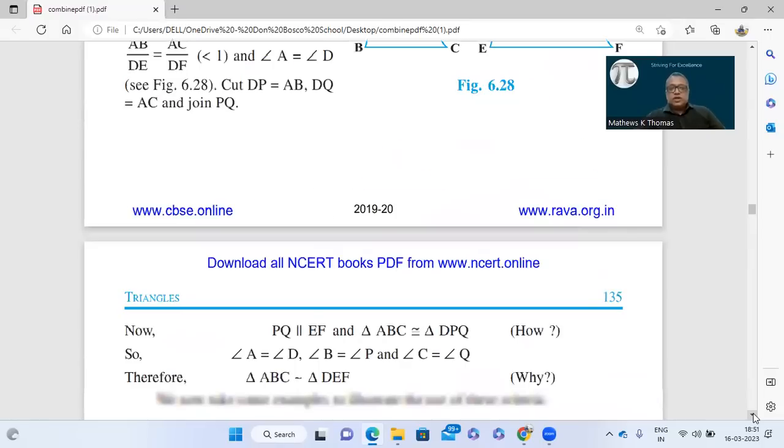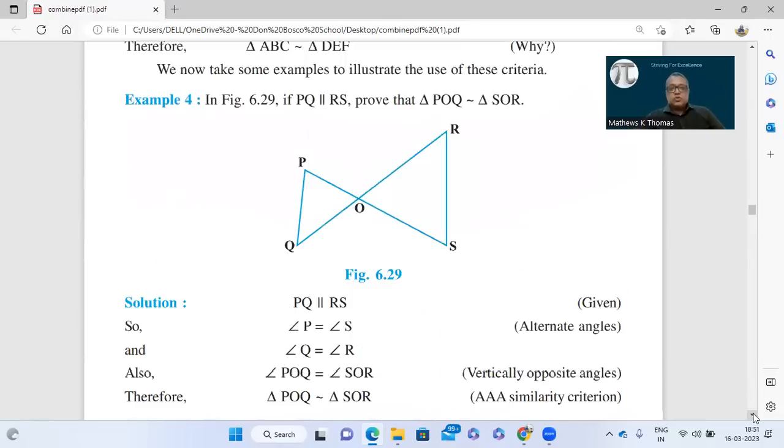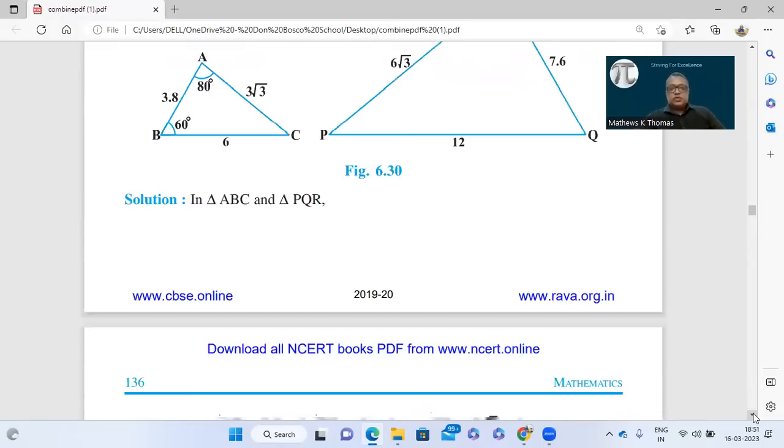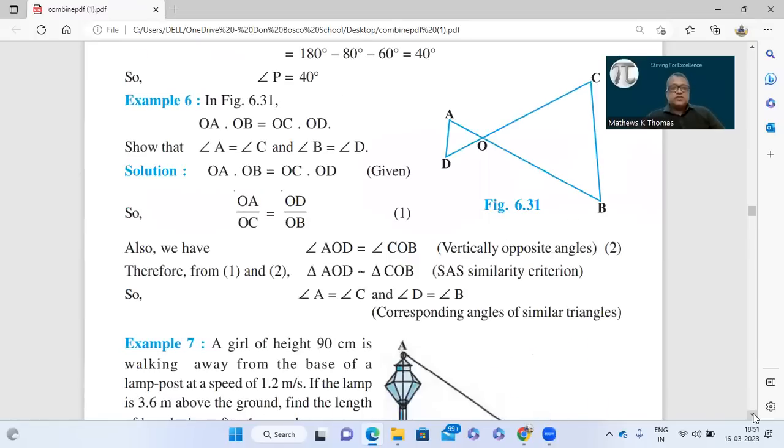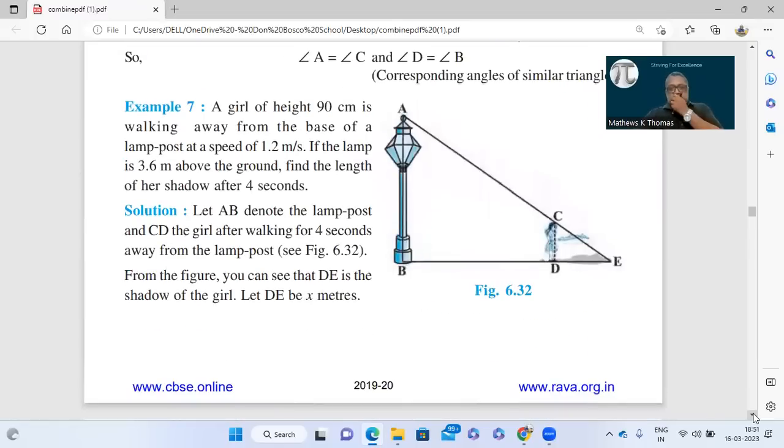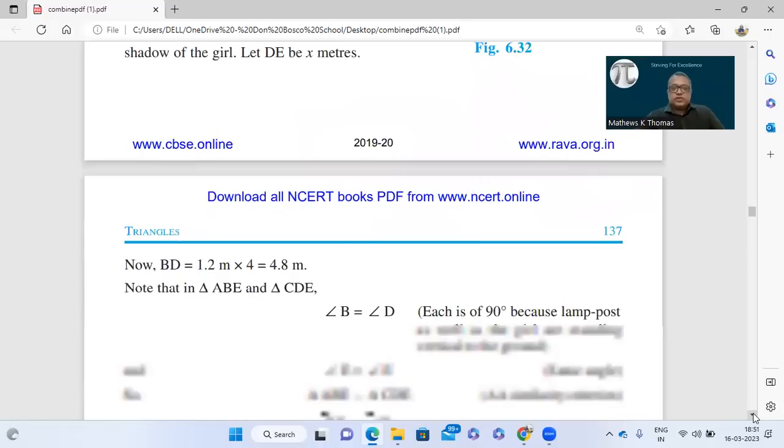Only one theorem to be done. There are many other theorems given here. No need to do all this, right? So all these questions that are given here. This example 7. Kindly go through this. This is important. Please go to example 7.